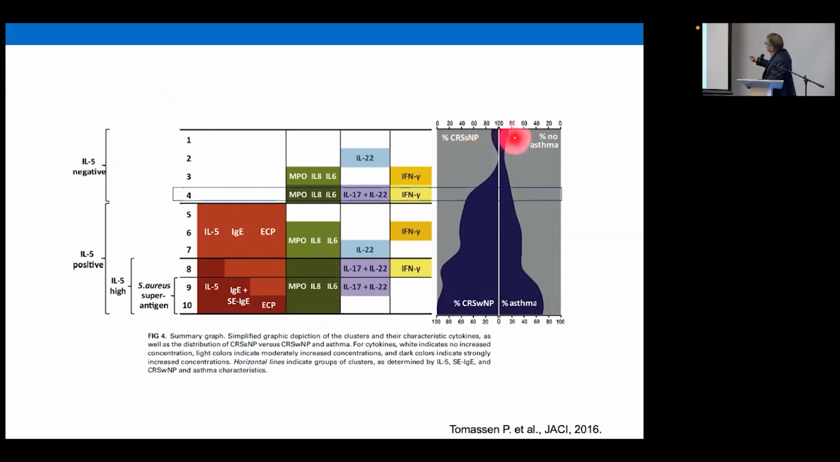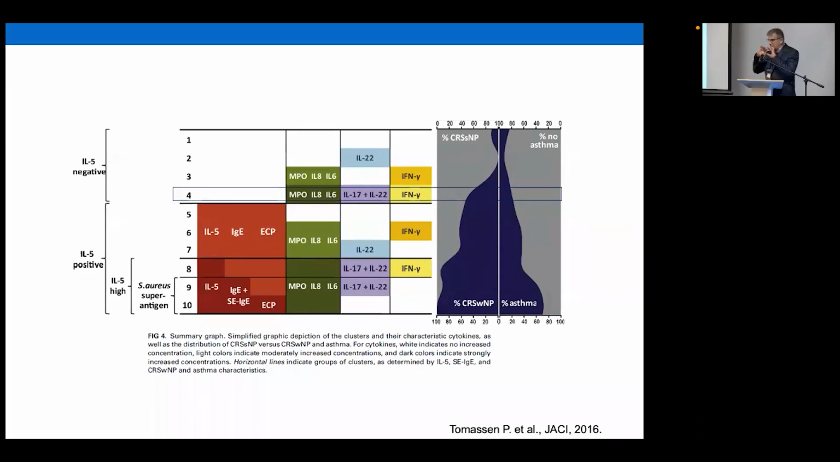Here you have the percentage of chronic sinusitis without polyps. So here you have these phenotypes, IL-5 negative, they have fewer polyps and they have less asthma. And these phenotypes, Staphylococcus aureus, IL-5, ECP, have more polyps and more asthma. So clearly there is a relation between sensitization maybe to Staphylococcus aureus, so atopy, eosinophils, and activated eosinophils.